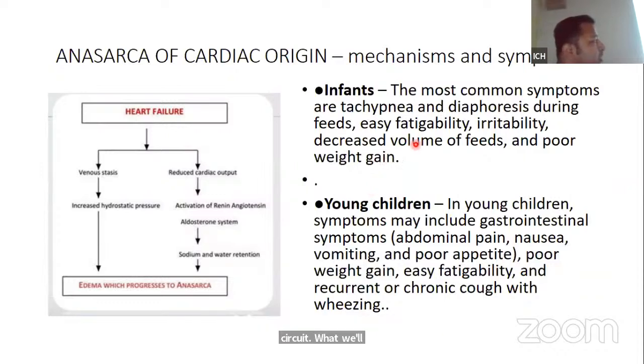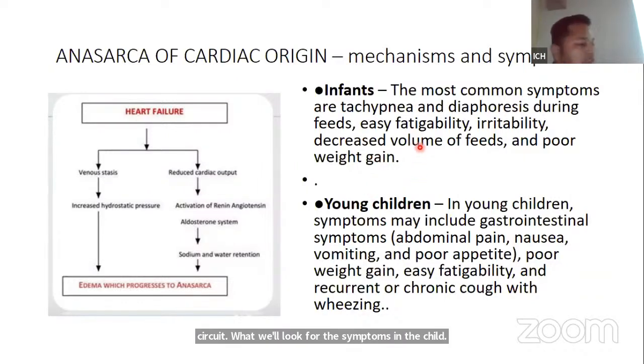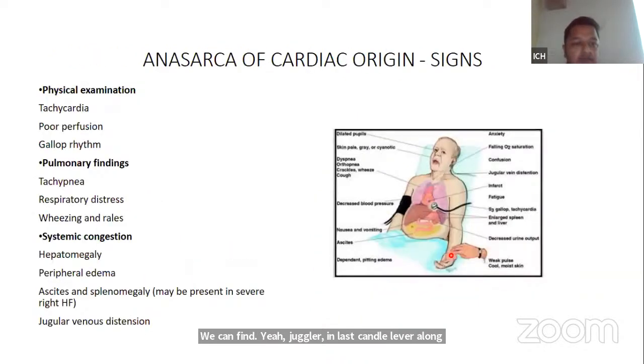It can have heart failure, and can have a variety of presentations. In infants, tachypnea and diaphoresis during feeds and easy fatigability along with irritability are more common. In young children, we can find jugular venous distension, enlarged tender liver along with respiratory distress and anasarca.